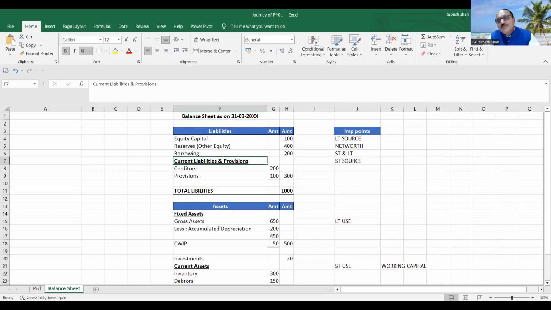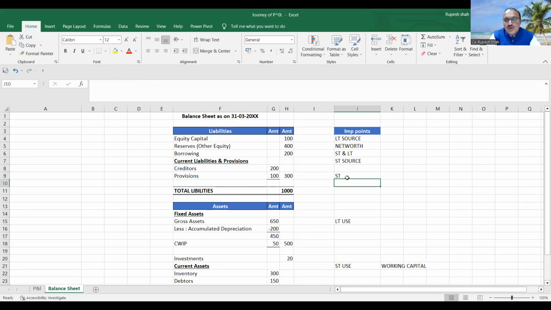Because in many companies, you have a provision for gratuity, provision for expense, provision for pension, provision for leave encashment. You even have a provision for guarantees and warranties in a consumer durable company. One needs to understand these things thoroughly. And these are basically creditors and other provisions. Roughly, say this is 300 crore.